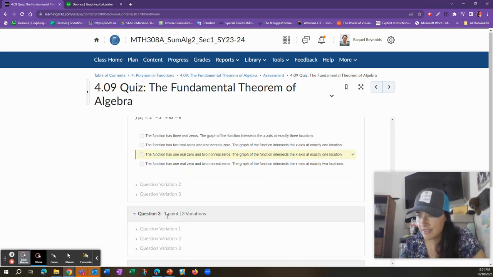Save mouse. What does that mean? I don't know what that means.